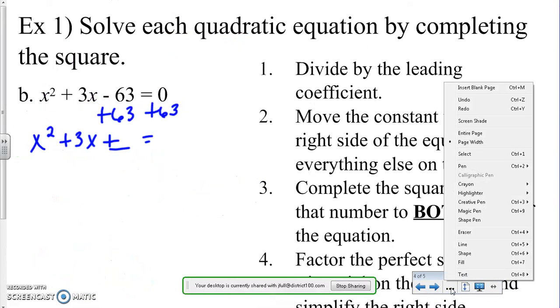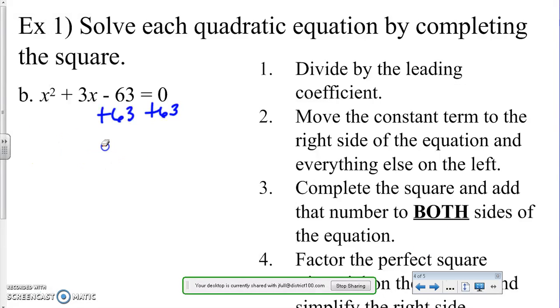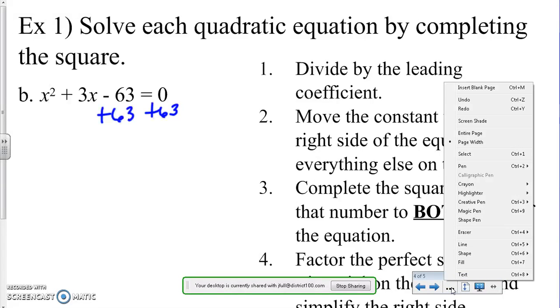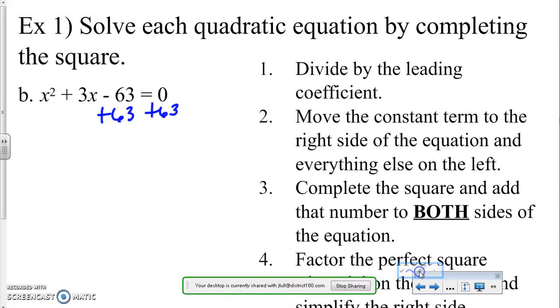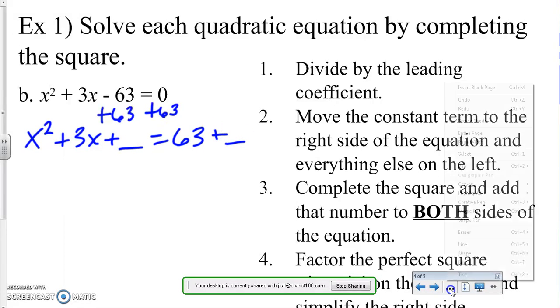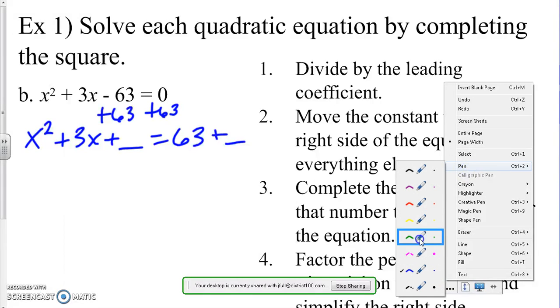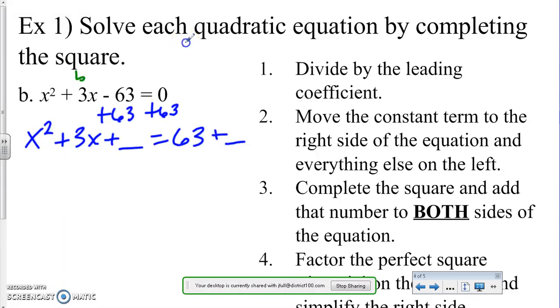Okay, so for the next problem, we're going to add 63 to both sides because there's nothing to divide by. And then when we do that, we get x squared plus 3x plus something equals 63 plus that same thing. And we are going to go ahead and complete the square. So this time our b is 3. So we're going to do 3 divided by 2 and then square it. So 3 squared is 9, 2 squared is 4. So we're going to add 9/4 to both sides.